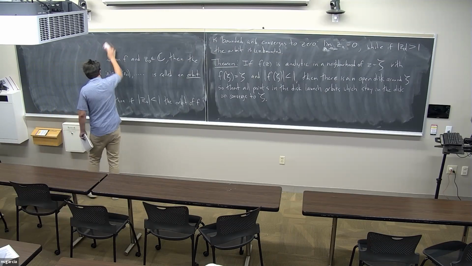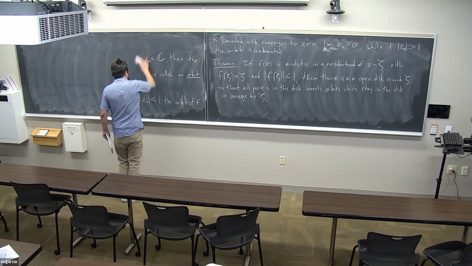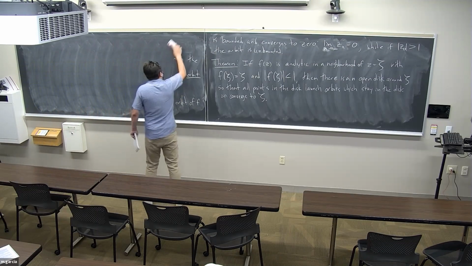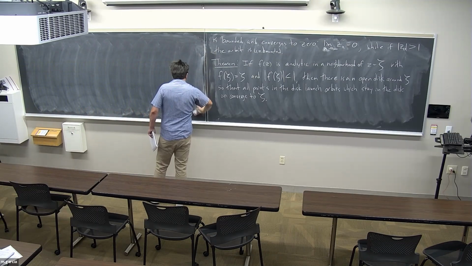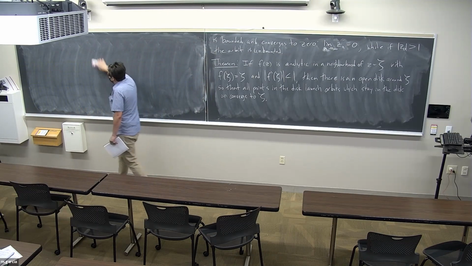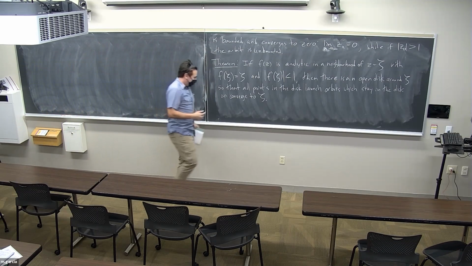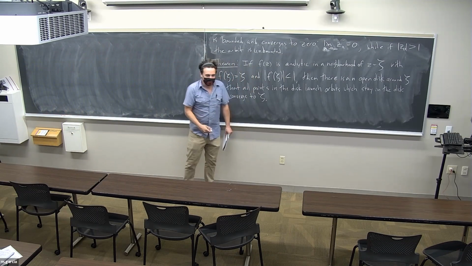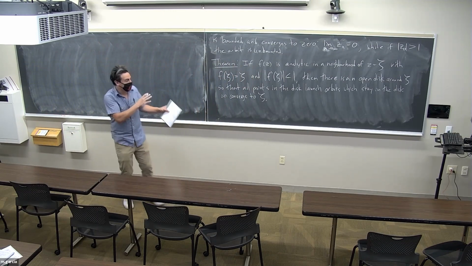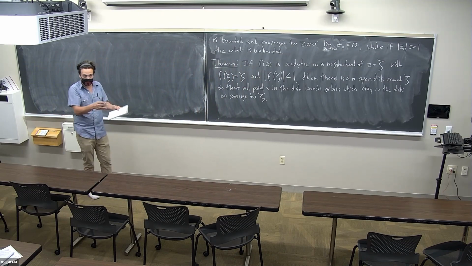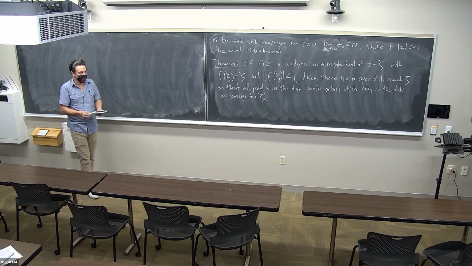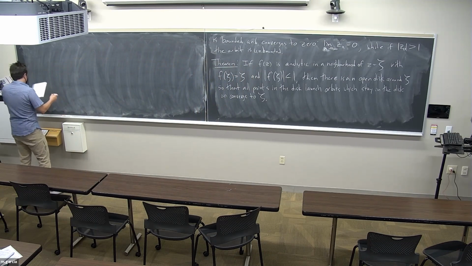So is there a specific way to determine what the open disk around zeta is? Well, you kind of have to go on a case-by-case basis. Okay. Maybe in the course of the proof, we'll have something illuminating to that question. Okay. So, let's prove this.